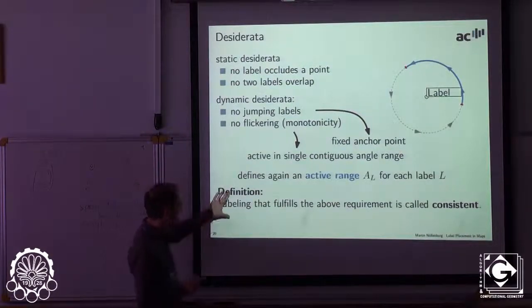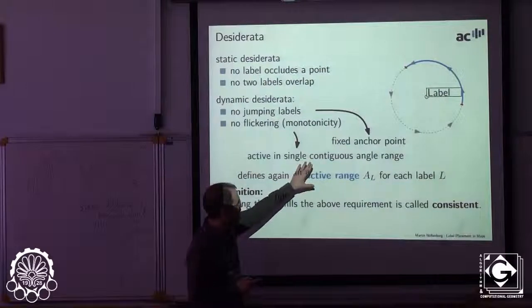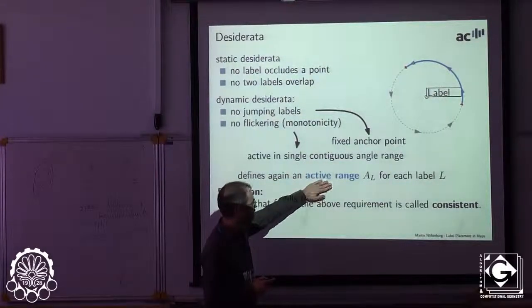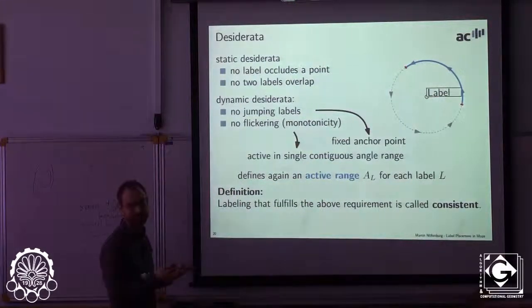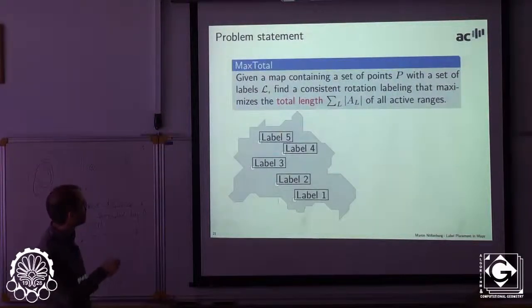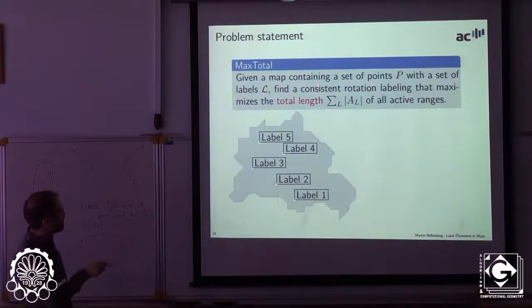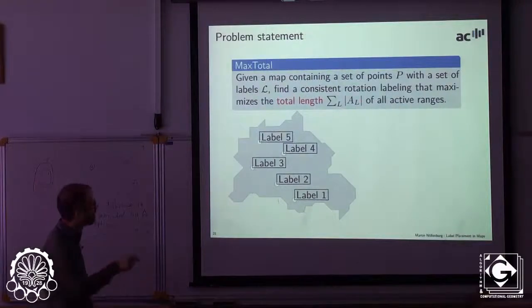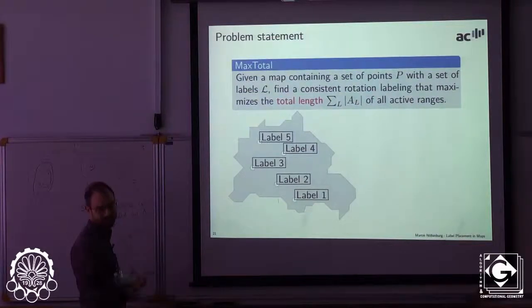Yes, and if we have a labeling that fulfills this, so not jumping and a single active range for each label, we call this a consistent or temporal coherent labeling. So if you state the computational problem behind this, we're given this map as a set of points. We want to find a consistent rotation labeling that maximizes, again, the total length of all the active ranges. Same objective function as before, but now these intervals are angle ranges. And what we optimize is one full rotation of the map.